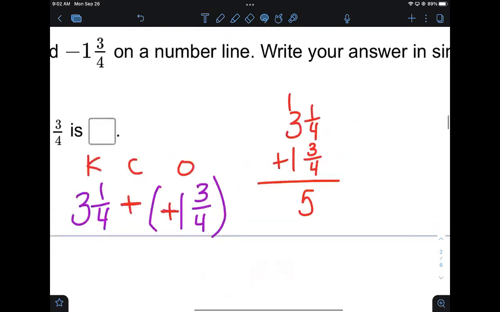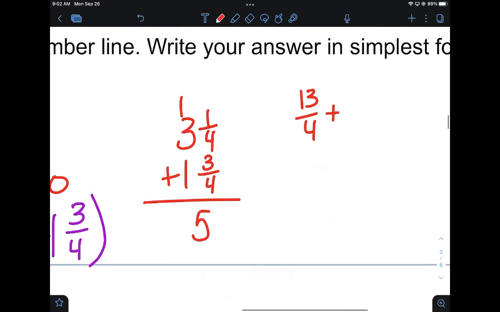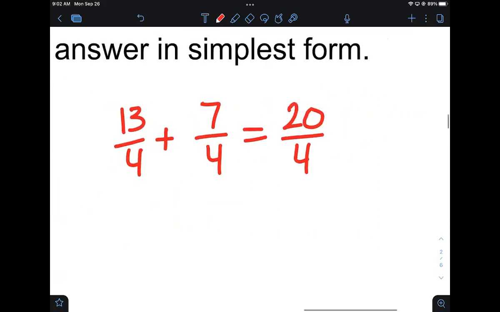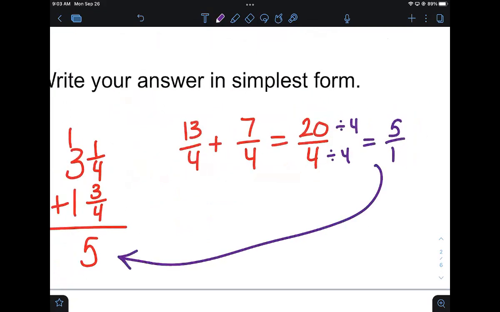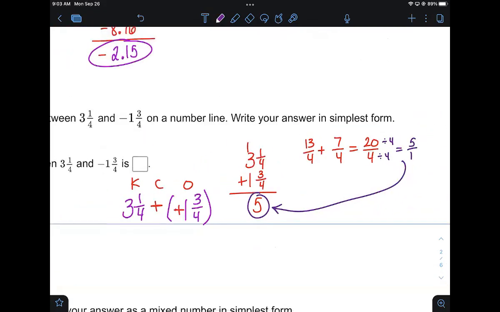If you changed them to improper fractions, you'd be doing 13/4 plus 7/4, and you would get 20/4. And I'd say it's okay, you can leave it as an improper fraction as long as it's reduced. And so you would probably notice that 4 goes into 4 and 20, right? If not, you can probably tell that 2 goes into both. So if you divide by 4 on top, divide by 4 on the bottom, you get 5/1. And remember, 5/1 is not technically reduced. That would also give you the same answer of 5. And so using mixed numbers or improper fractions, I'm okay either way when it comes to addition or subtraction.